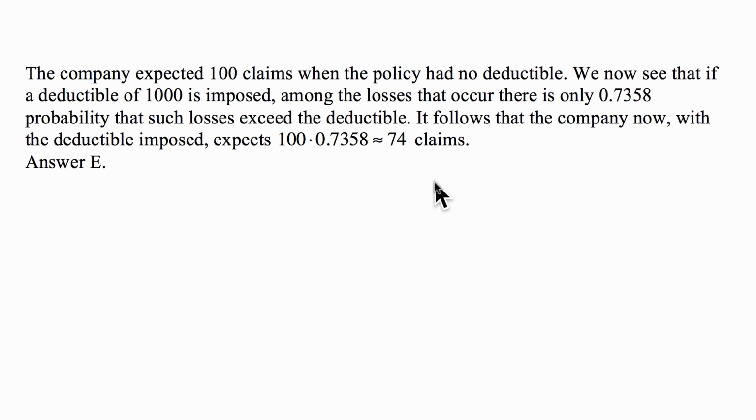And now the company expected 100 claims when the policy had no deductible. We now see that if the deductible of 1,000 is imposed, among the losses that occur, there is only 0.7358 probability that such losses exceed the deductible. So it follows that the company now, with the deductible imposed, expects to have 100 times that probability, 0.7358, claims, which is approximately 74 claims, which is answer E.